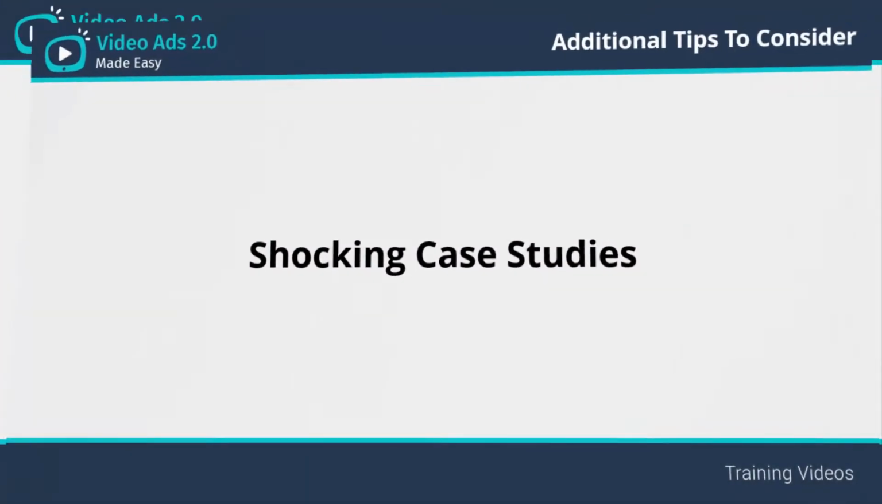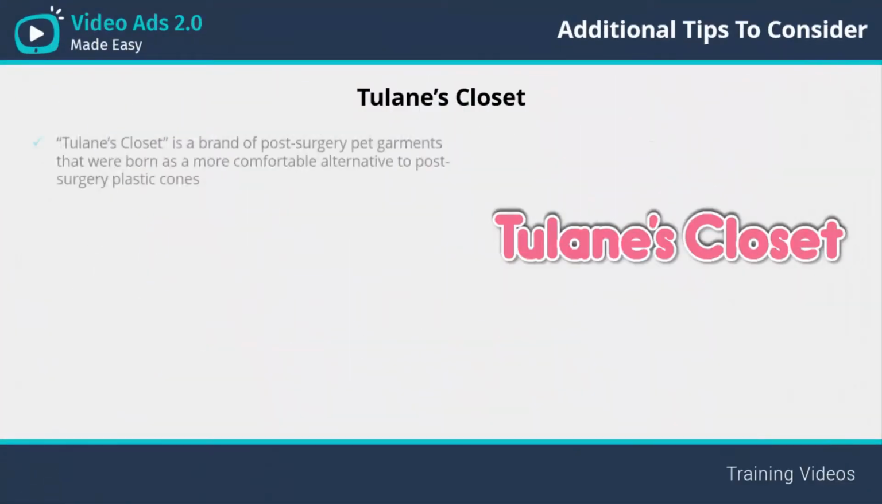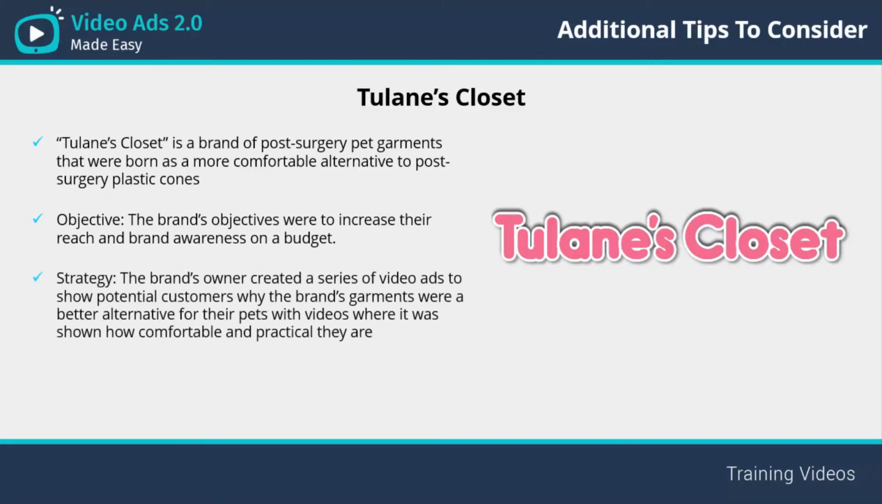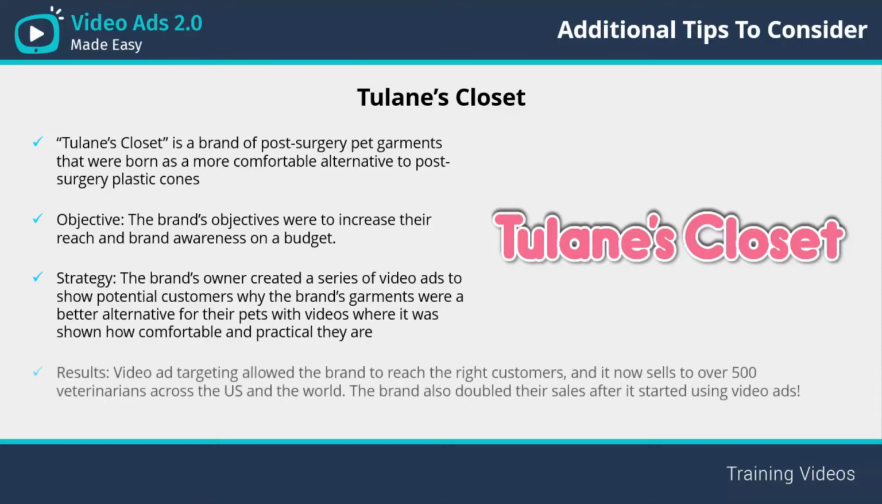Shocking case studies. Tulane's Closet. Tulane's Closet is a brand of post-surgery pet garments that were born as a more comfortable alternative to post-surgery plastic cones. Objectives. The brand's objectives were to increase their reach and brand awareness on a budget. Strategy. The brand's owner created a series of video ads to show potential customers why the brand's garments were a better alternative for their pets, with videos showing how comfortable and practical they are.